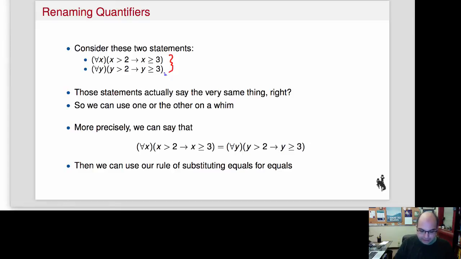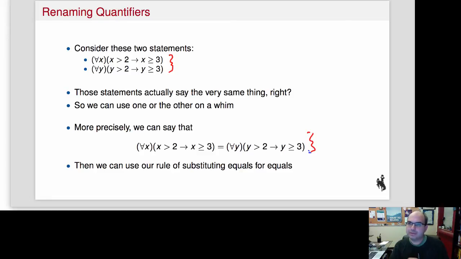The second statement says that for all y, if y is greater than 2, then y must be greater than or equal to 3. Despite the fact that we changed the name of the variable, we're still saying the same thing, right? If some number is greater than 2, then it must be greater than or equal to 3. So we can characterize that by saying those two statements are equal. They're either both true or both false. It happens that they're both true.